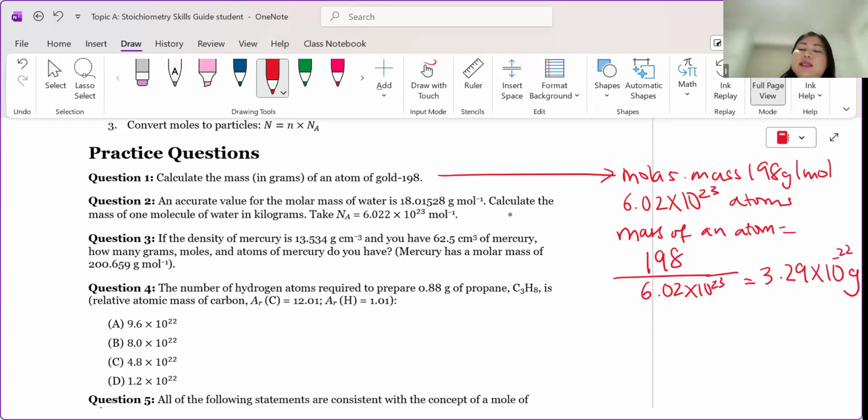Okay, so that's how we calculate the mass of atoms. In this formula, we are using the idea of molar mass, which is the mass of 1 mole, and also the number of particles in 1 mole. Question 2. An accurate value of a molar mass is 18.01528 gram per mole. Calculate the mass of 1 molecule. So in this case, we need 1 molecule, and we need it in kilograms.